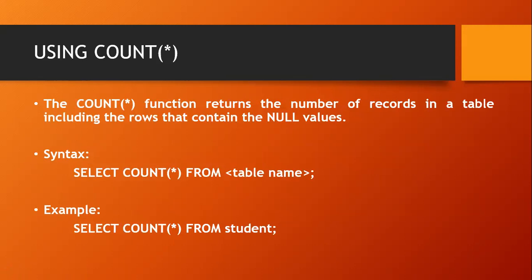Once you understand this, we should understand how count of a particular column is different from count star. This is an important question that has appeared many times in board exams. What is count star? It will return the number of records in a table, including the null values. Keep that in mind. The count star function will return the count including the null values, whereas count of a particular column will return the count excluding the null values.